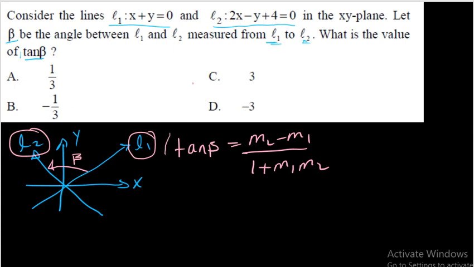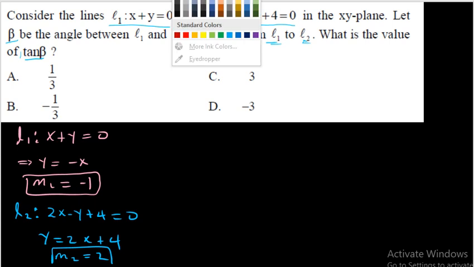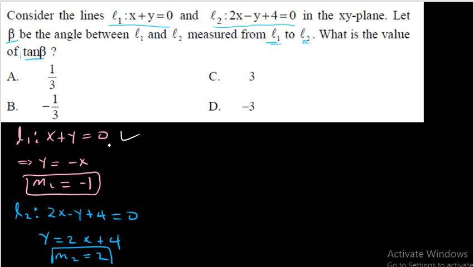Anyway, we have two lines now, L1 and L2, and we need to find tan of beta, so I'm going to apply this formula. The first line is x plus y equals 0. We can take x to the other side, so y equals negative x. That means the coefficient of x is the slope, so m1 will be negative 1.